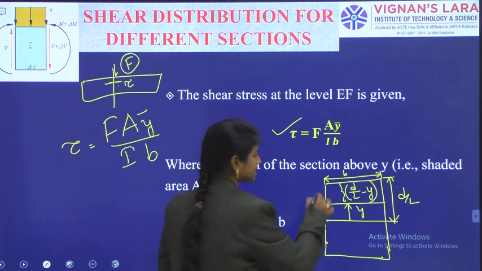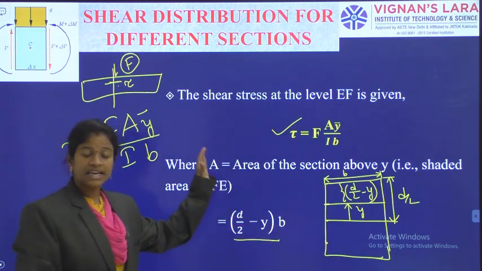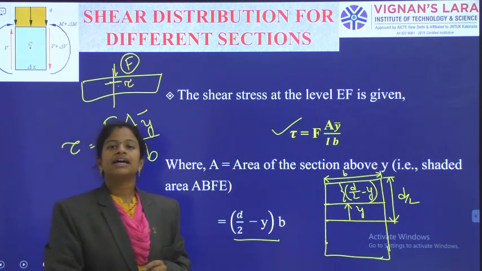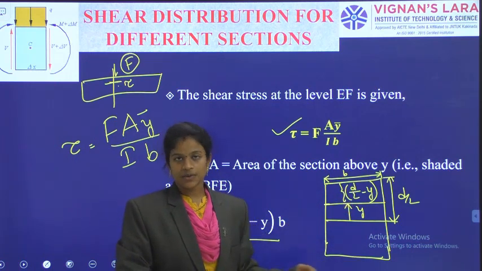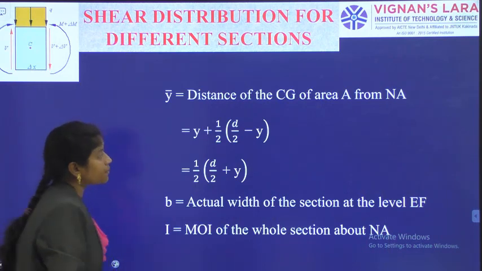So this portion's height is d by 2 minus y and width is b. So (d by 2 minus y) into b is the area A. And the next term is y bar. Y bar means the distance of the centroid of the shaded portion from the neutral axis.